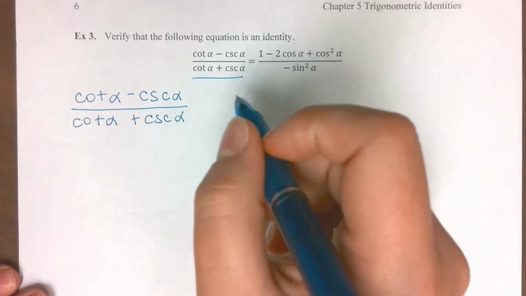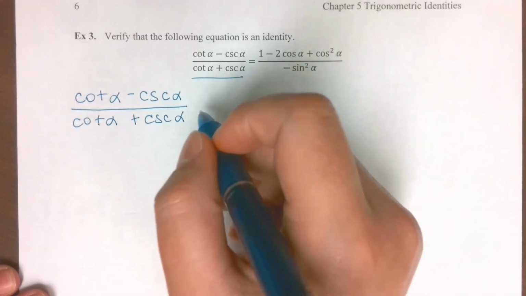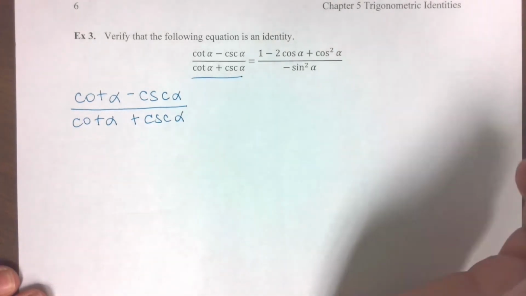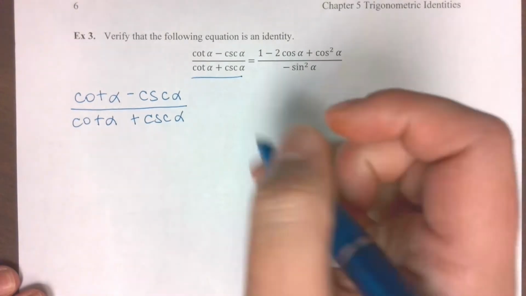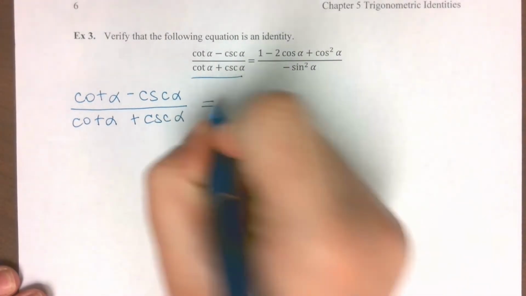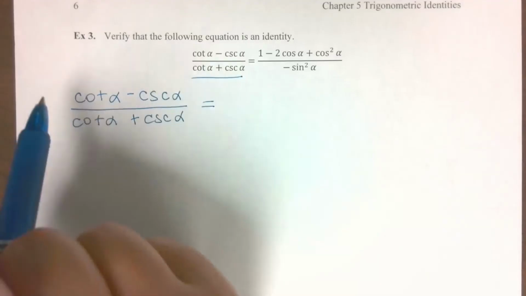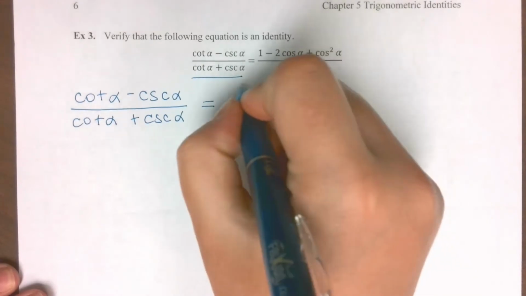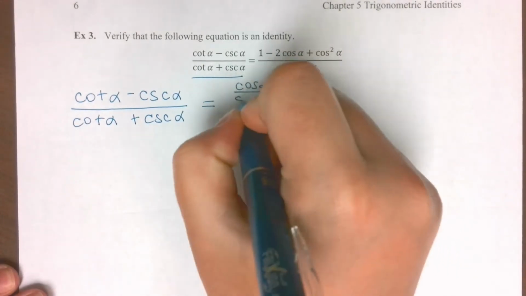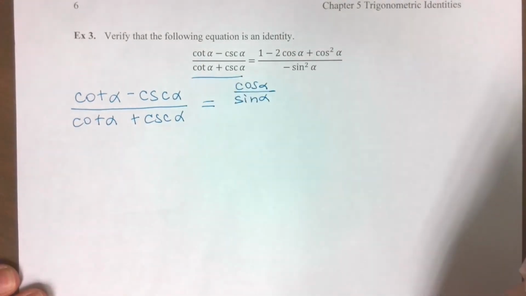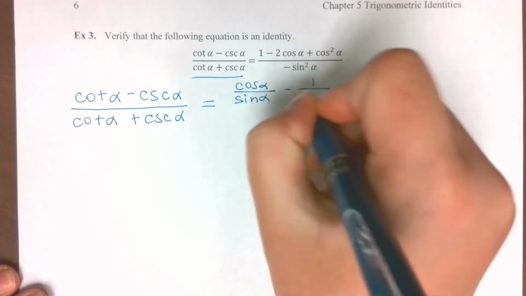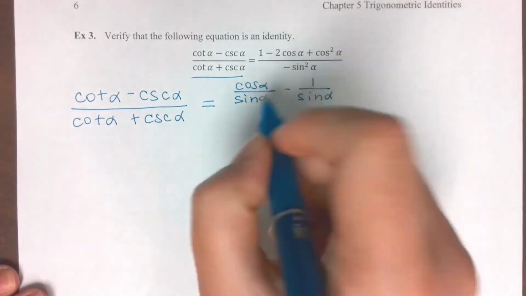Okay, so one of the tricks in the hints of how to verify these identities is to turn everything into terms of sine and cosine. So let's try to do that first. Okay, so cotangent alpha in terms of sine and cosine, we can rewrite that as cosine alpha over sine alpha. And then cosecant is the same as 1 over sine alpha.